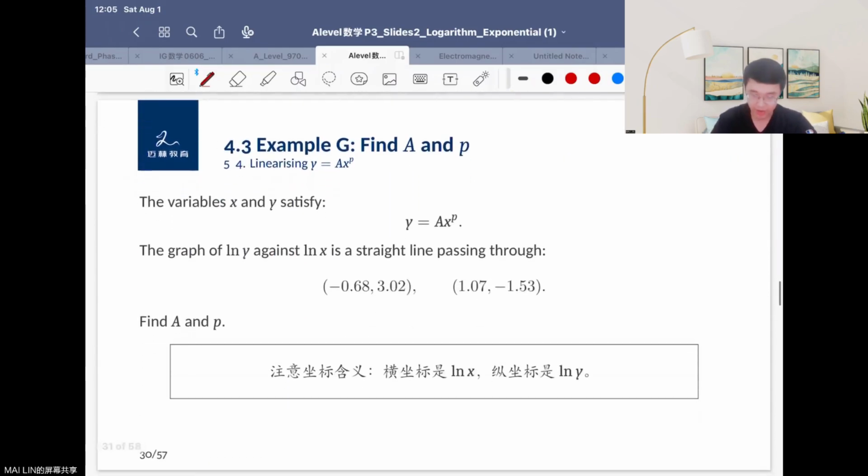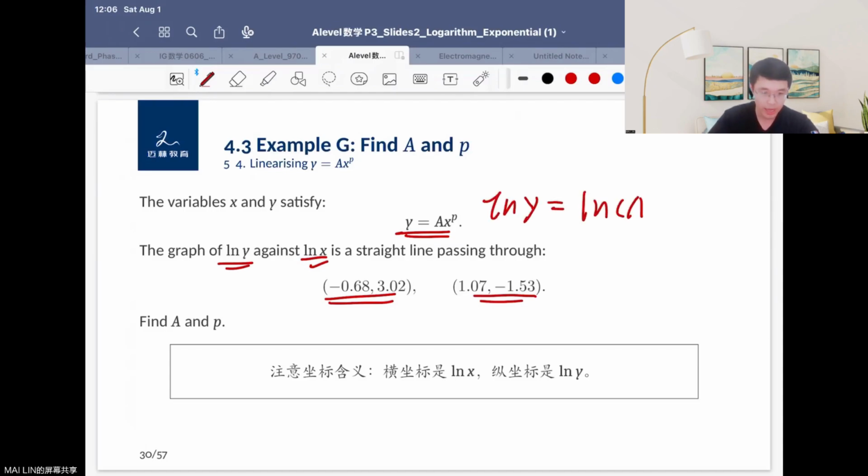For example, here we have y equals a times x to the power of p. We can put in the 2 points, (0, negative 0.68) and (3.02, ...) into it. The graph of log y against log x is a straight line passing through these points, so we first calculate the logarithm. So log y equals log of a times x^p, which becomes log a plus p log x.